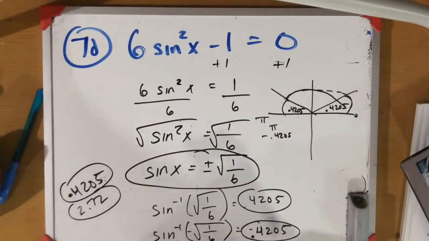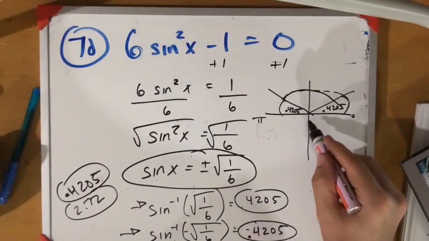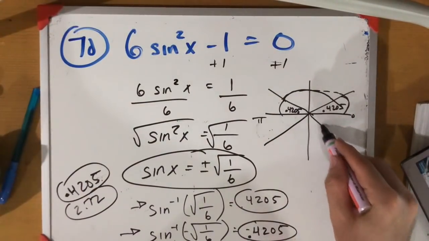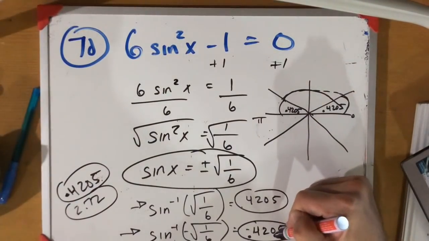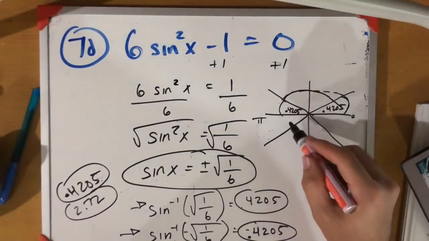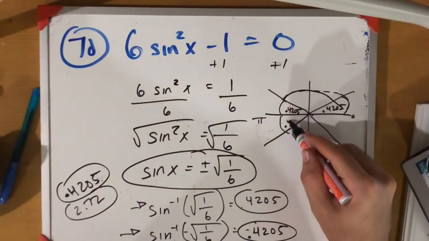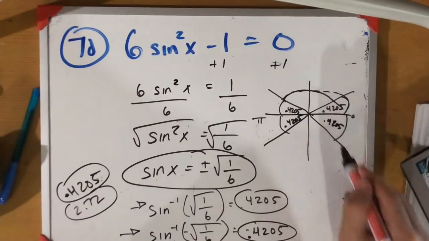Okay, so those are our angles according to this scenario. Let's find out our angles according to this scenario. Well, again, where is sine negative? Sine is negative here and here. And of course, we have the base angle of 0.4205. Remember, even though this is negative, this is a base angle, which is always positive. So 0.4205 and 0.4205. Okay?